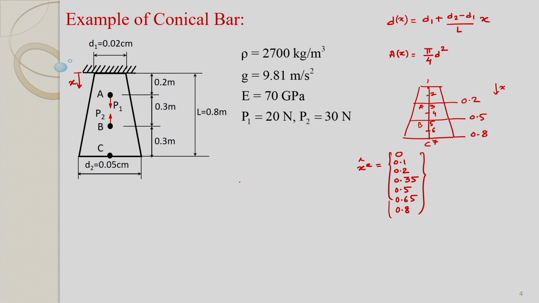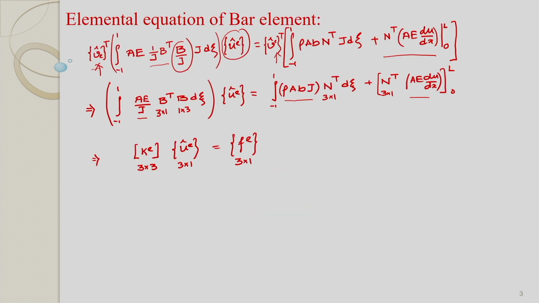While implementing it in MATLAB, let us assume this new variable theta, which is d2 minus d1 by L. Then dx is d1 plus theta x, and Ax is pi by 4 dx square. Now our element stiffness matrix is Ke.